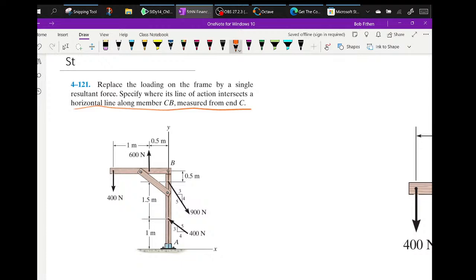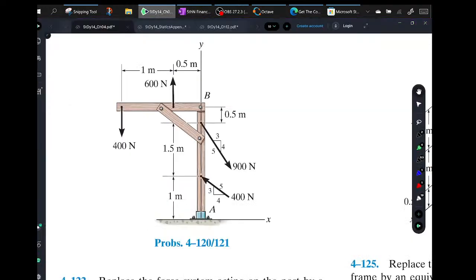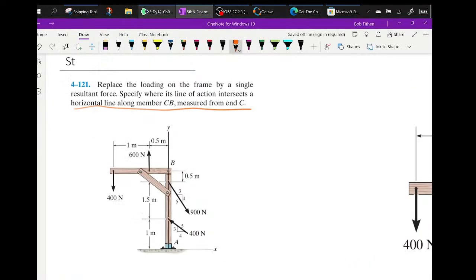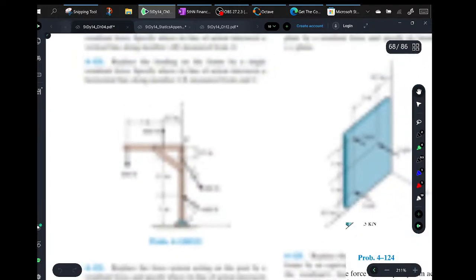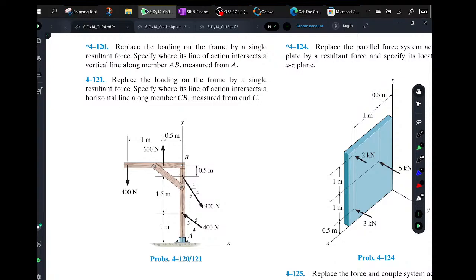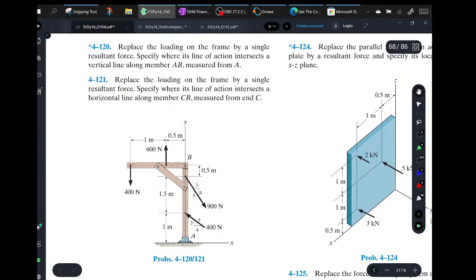Am I measuring from the end C? Okay, wait a minute. I may be doing this anyway. Okay, let's look at this. I'm trying to understand what in the world this is. Okay, I see an A. I see a B. Where's the C?